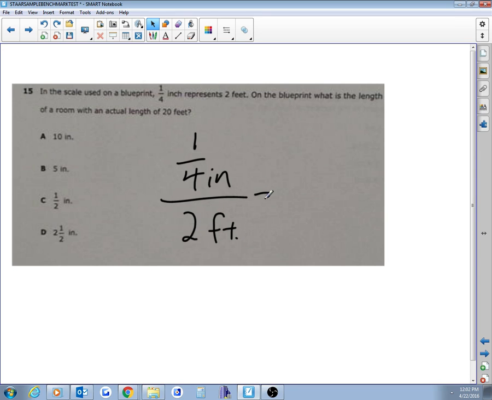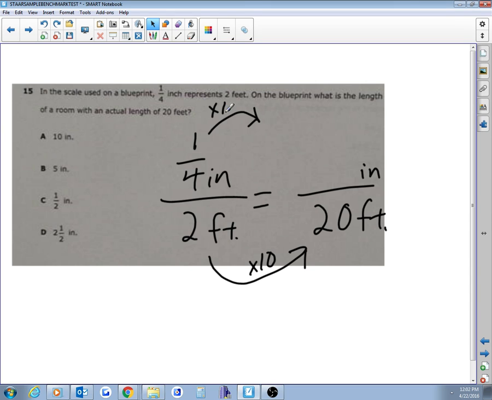I'm going to put FT for feet. And we're looking for 20 feet. So if I've got my feet down here, I better have my feet down here, 20 feet. We're looking for how many inches is that going to be? So 2 times 10 is 20. So 1/4 times 10 will give us our solution.